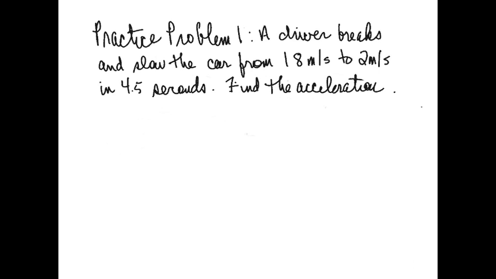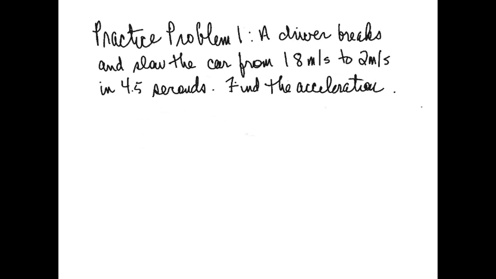Welcome to the first practice problem. A driver brakes and slows the car from 18 to 2 meters per second in 4.5 seconds. Find the acceleration. A little bit of a hint, so far the accelerations have been positive because the objects have been speeding up. Here the object is slowing down, so you can expect the acceleration to be negative. Work the problem, compare your answers to what comes up on the screen here. So go ahead and stop the video, work the problem.